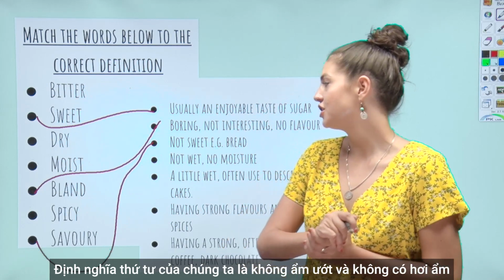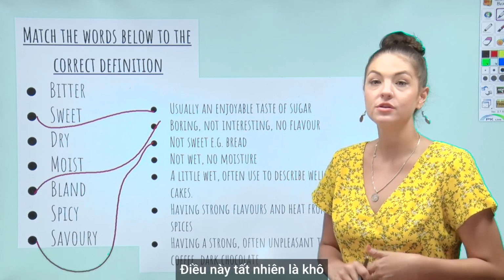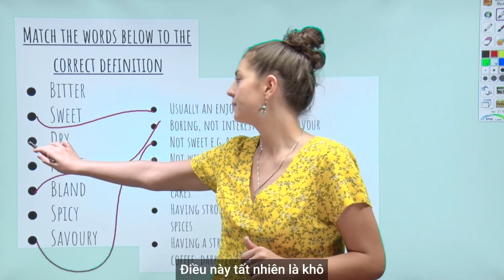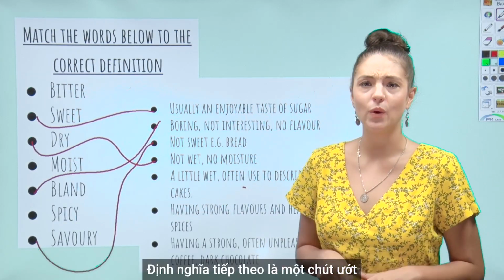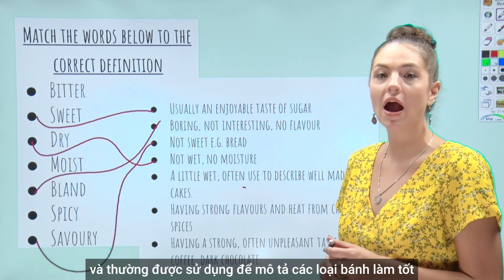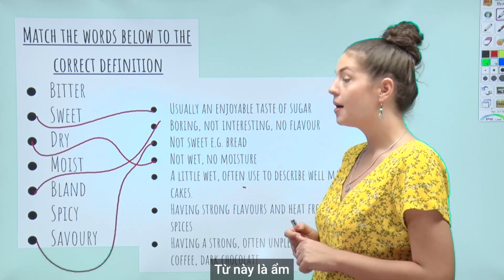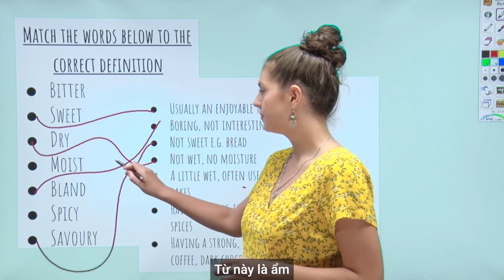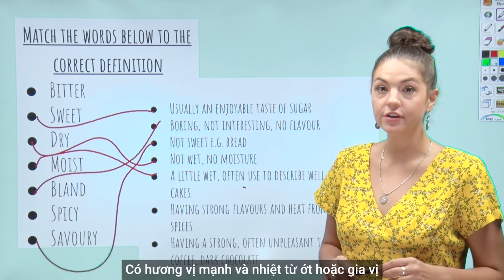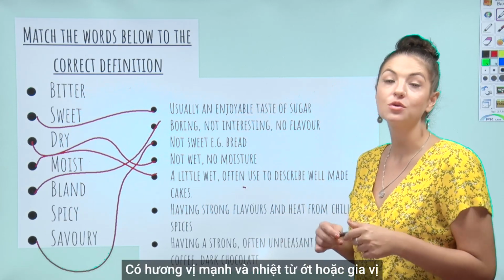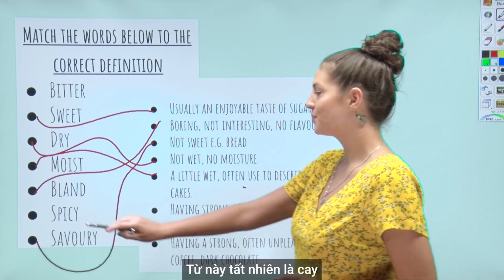Our fourth definition is not wet and has no moisture. This, of course, is dry. The next definition is a little wet and is often used to describe well-made cakes. This word is moist. Having strong flavours and heat from chilies or spices. This word, of course, is spicy.